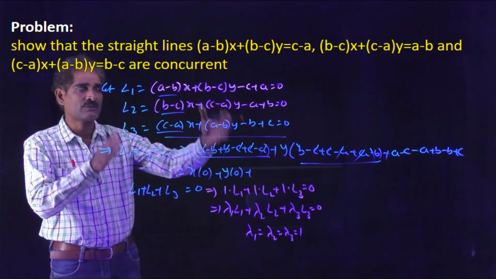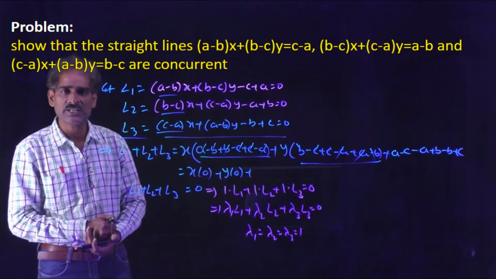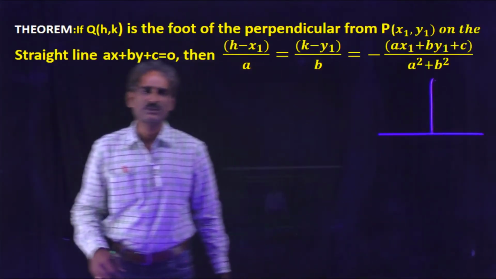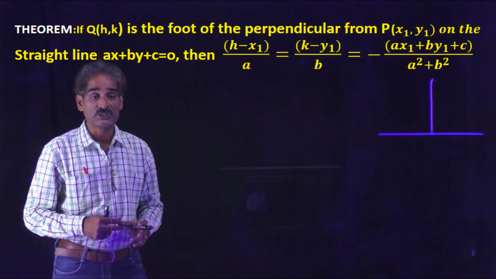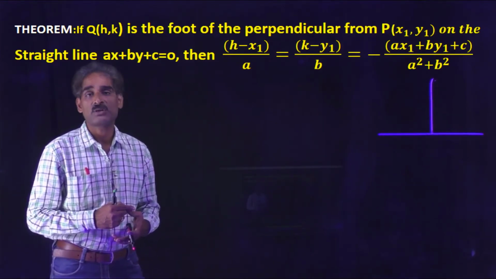Otherwise, by determinant also we can verify the concurrency of the three lines. If the determinant of the coefficients of x, y and the constants of the three lines is 0, then we can say that the three lines are concurrent. Okay. So now see this theorem. It is a very important theorem from the examination point of view, IB point of view. So the formula is also important for objective questions.